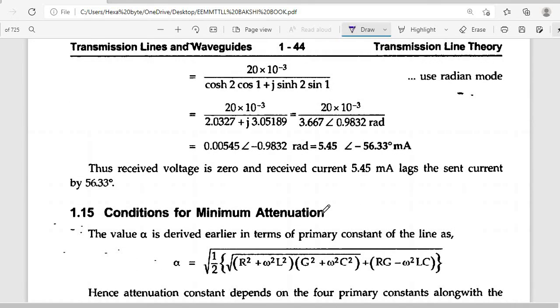In the next class we will discuss the condition for minimum attenuation.